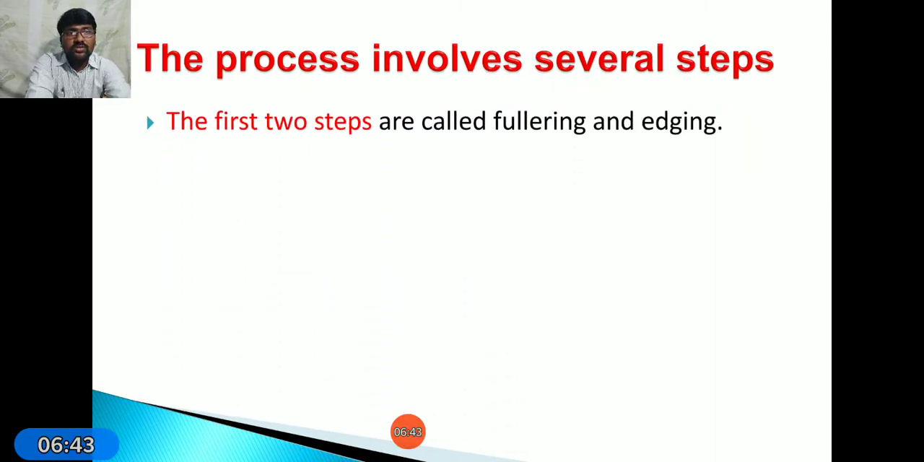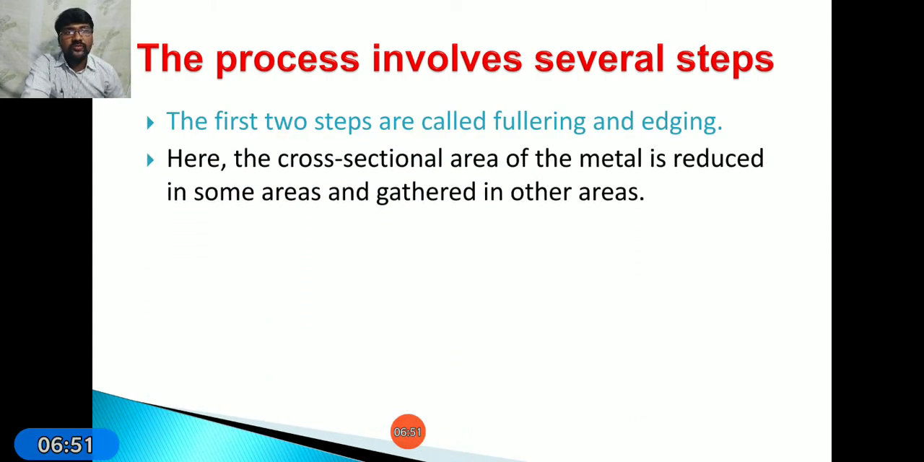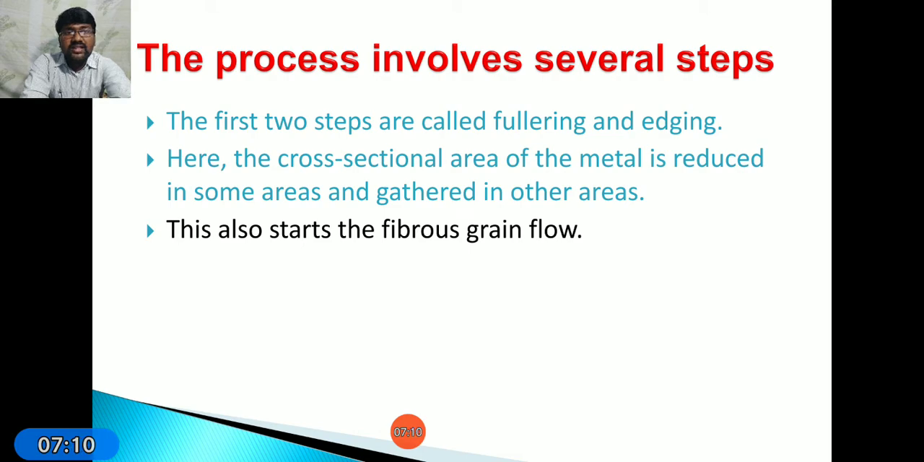Next, the process involves several steps. The first two steps are called fullering and edging. Like that, we have to do the fullering and edging process. In this process, the cross sectional area of the metal is reduced in some areas or gathered in other areas. Like that, the first two steps are carried out by converting the cross sectional area into the required shape. This also starts the fibrous grain flow.